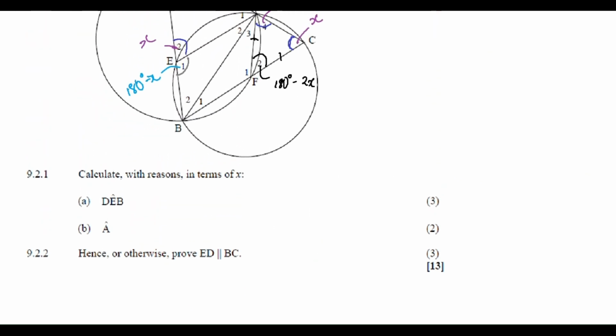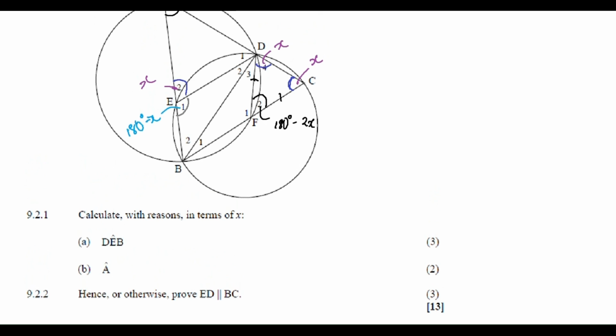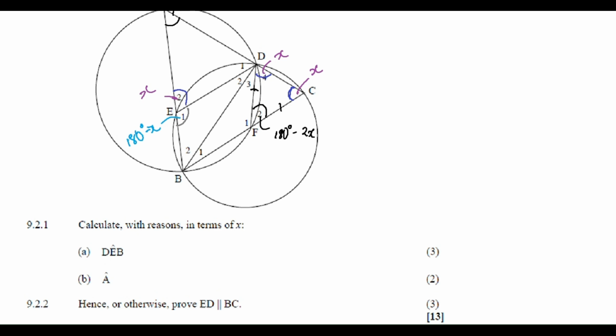They are saying "hence or otherwise prove ED is parallel to BC," right? What is important, guys, is for you to come to your diagram and take note of which lines they want you to prove are parallel. Where is ED? ED is here. They are saying you must prove that ED is parallel to BC, right?